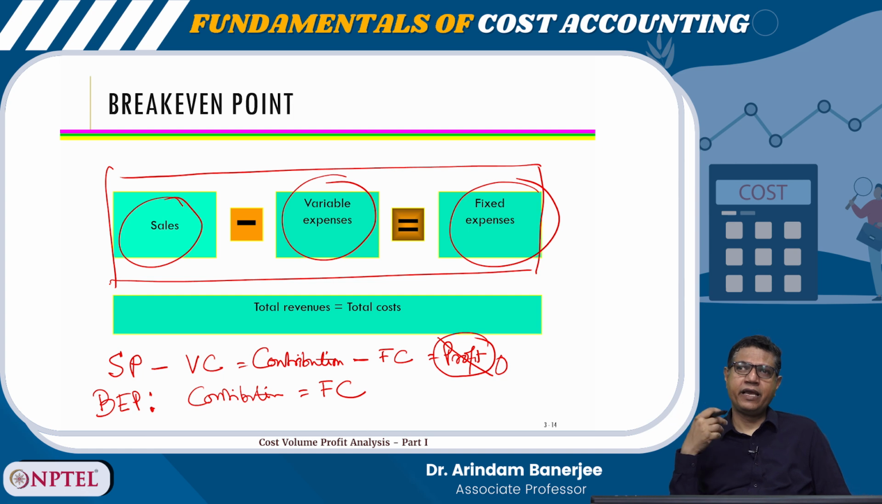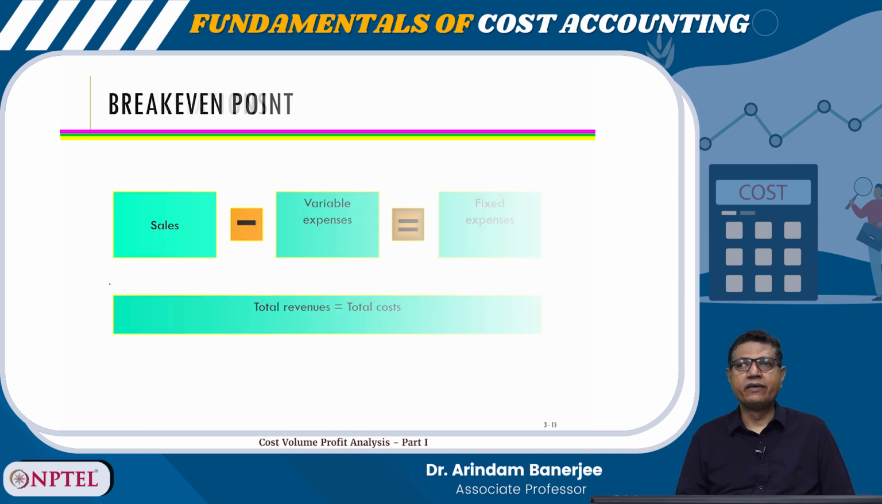Again, I repeat the fundamental equation. The fundamental equation is sales price minus variable cost is equal to contribution, minus fixed cost is equal to profit, right. In case of break-even sales, the profit is 0. So, when the profit is 0, the contribution is equal to the fixed cost. So, I can write sales minus variable cost is equal to fixed cost. So, this is my equation in case of break-even sales.